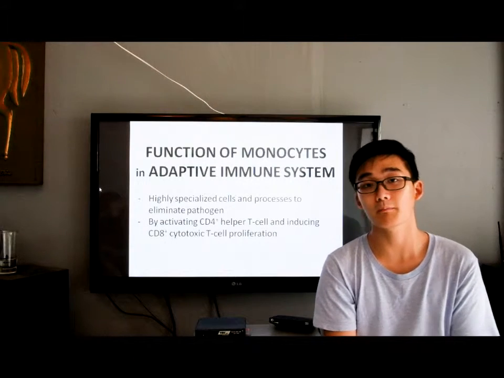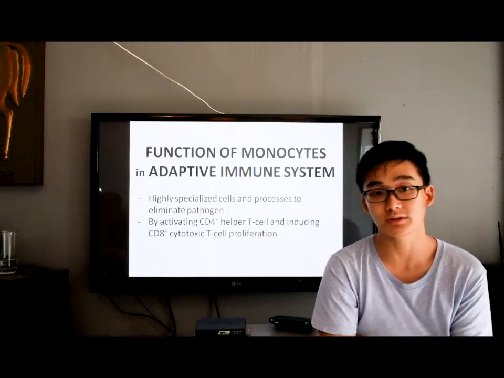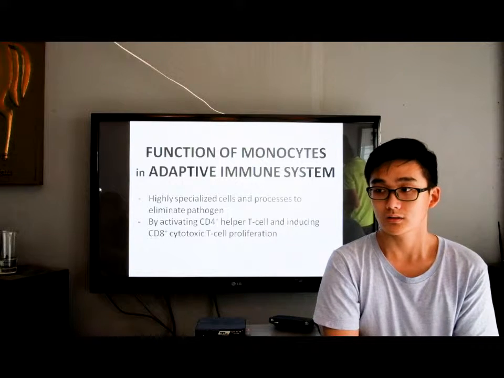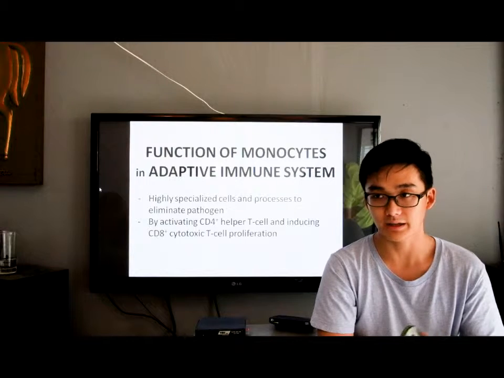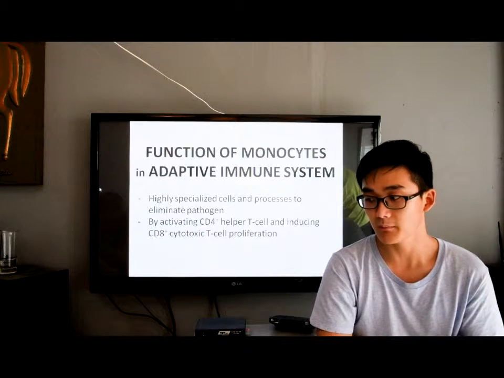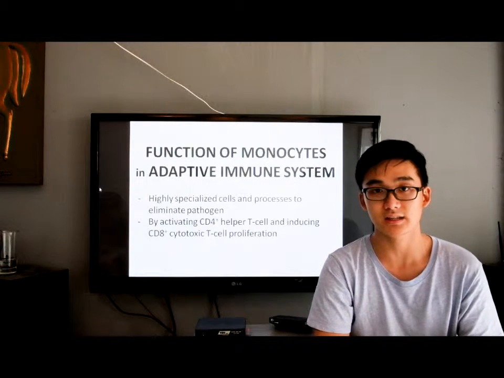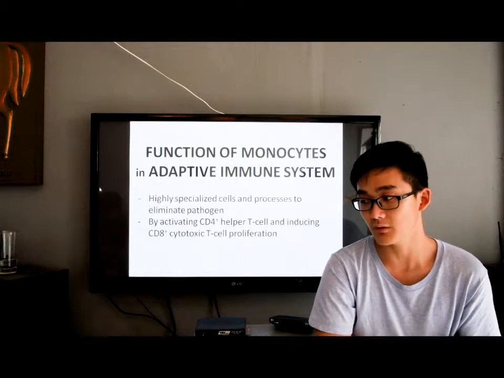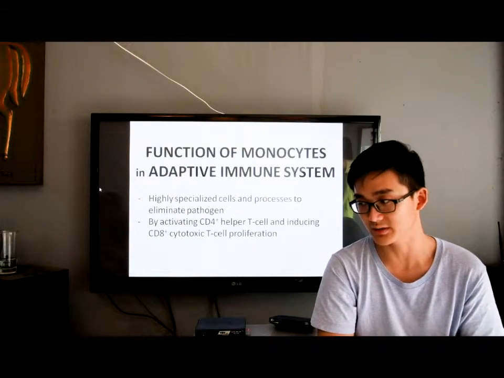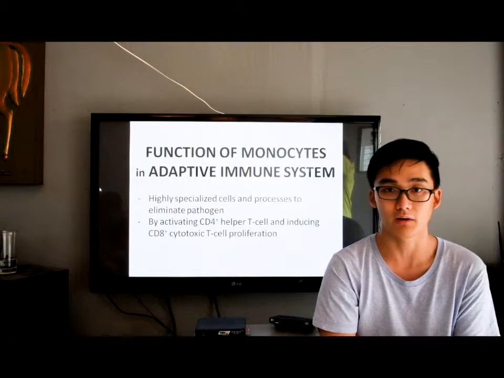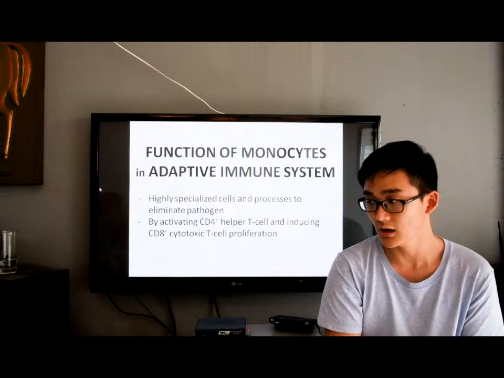So the following part will be about the function of the monocyte in the adaptive immune system. Although a monocyte is a cell of the innate immunity, it can have function in the adaptive immunity because it can interact with the helper T cell and as a consequence activate the B cell and induce cytotoxic T cell proliferation.